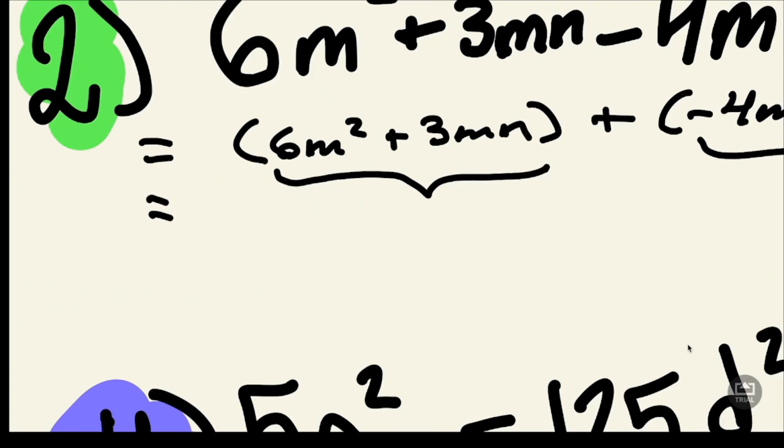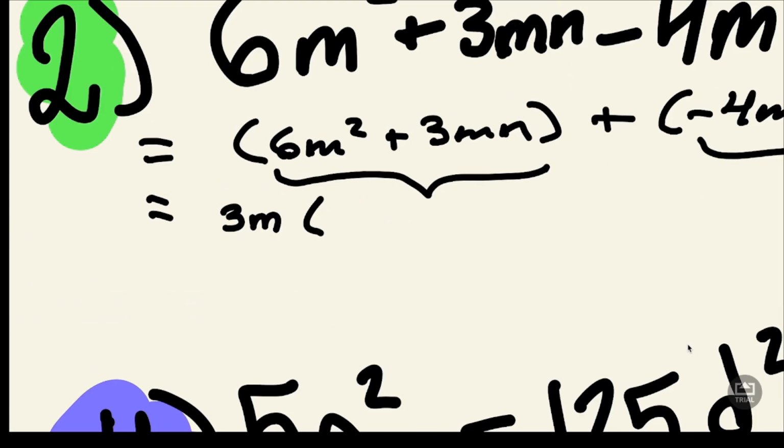Now we start with the coefficients and move on to variables. 3 is common because 6 divided by 3 is 2, 3 divided by 3 is 1. Now we move on to variables. What is common? One term has n, and then the other term does not have n. So we can't factor out n, but we can factor out m. So this and this. And the lowest exponent of m is m to the power of 1. So then we just factor out m, like that.